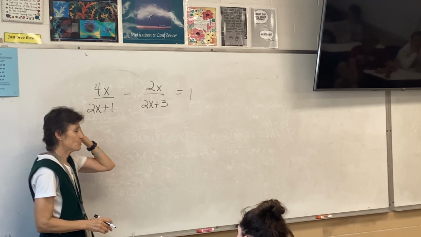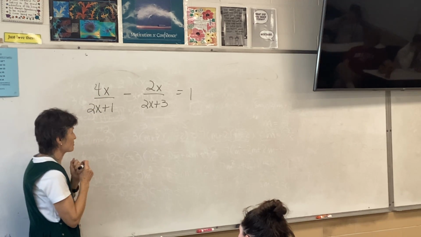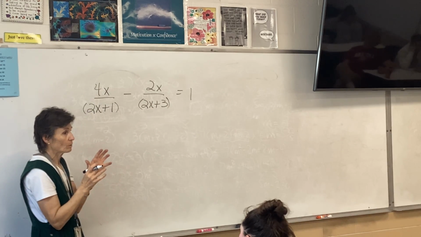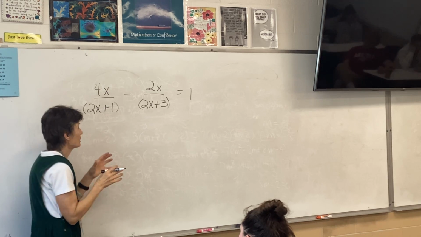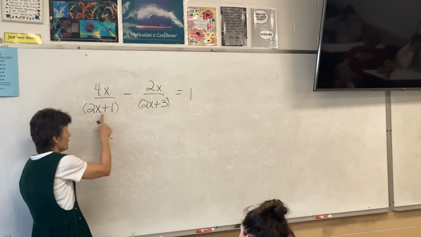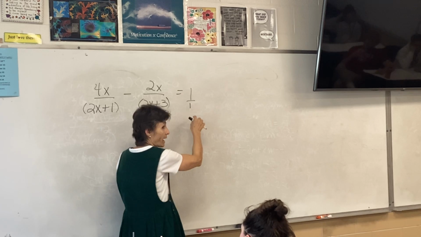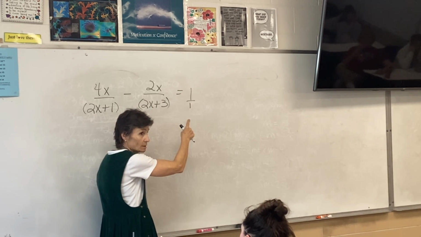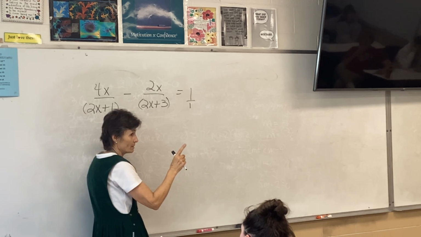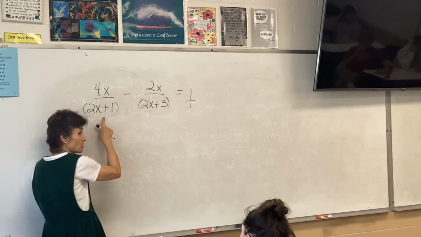Now remember, when you start trying to make your denominators the same, these are unbreakable. These are quantities that can't be broken apart. So, doesn't this one need a 2x plus 3? This one needs a 2x plus 1. And this guy needs them both. All of your denominators have to match. All of them. This is a 1. It needs to be 2x plus 1, 2x plus 3.